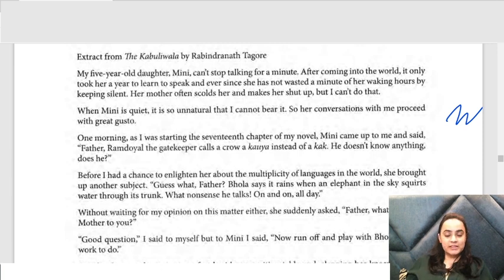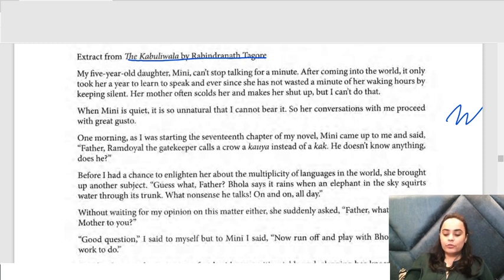This passage that we are reading is an extract from the Kabuliwala by Rabindranath Tagore. We all have read this beautiful story, the Kabuliwala by Rabindranath Tagore. So this is a small extract. The earlier passage that we solved was an informative passage. This one is a literary passage, right? So let us read that now.